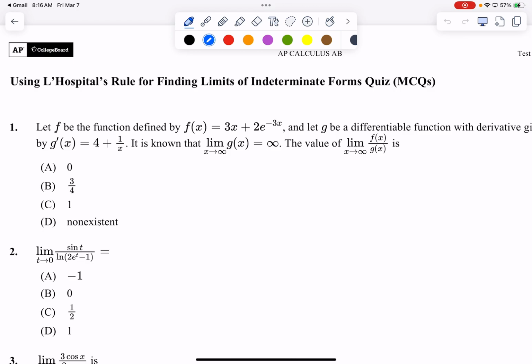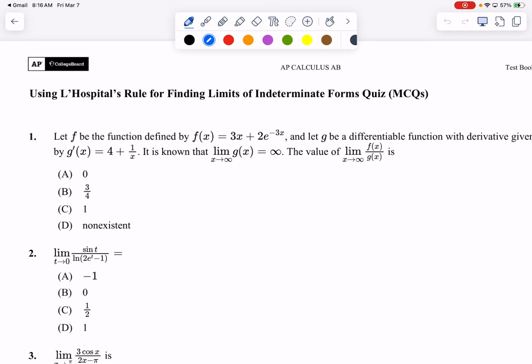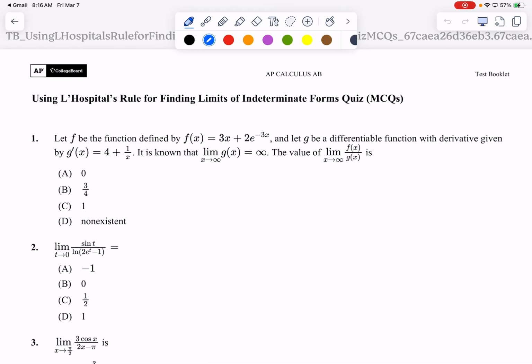All right, let f be the function. This is how they do L'Hopital's rule. Again, you need to check to make sure it's 0 over 0 or what? Infinity over infinity or negative infinity over negative infinity. We got f of x is this. Let g be a differentiable function whose derivative is this. And it is known that the limit as x approaches infinity of g of x is infinity. So we know the denominator is going to give you infinity. Let's check the numerator to see if L'Hopital's rule works.